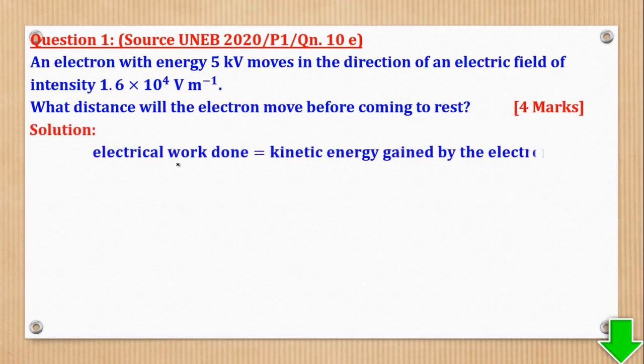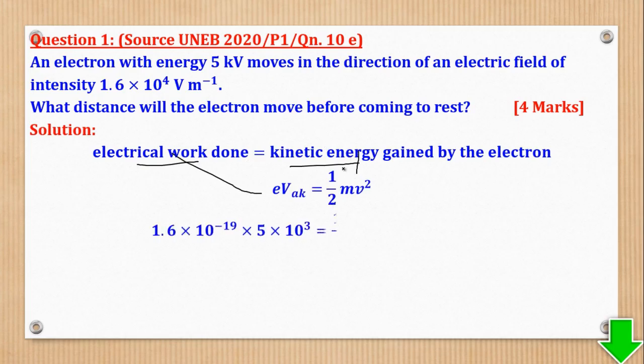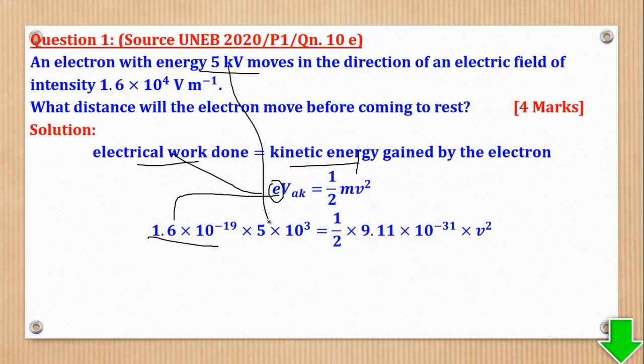So first of all, we shall remember that electrical work done is equal to kinetic energy gained by the electron. Therefore, we shall substitute for electrical work done and the kinetic energy. Here e is a constant, it is known. This constant of electronic charge will always be given in your examination, on the first page. Then V.A.K was given in the question, it is 5 kilovolt, so you change it to volt by multiplying by 10 to the power 3. Then the mass of an electron is also a constant. It will be given in your examination.